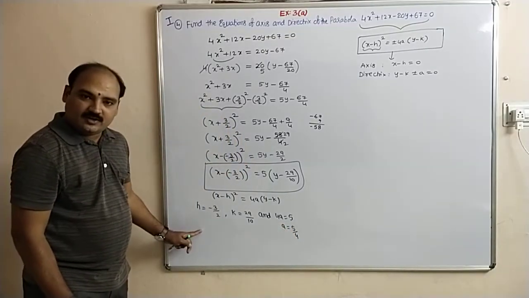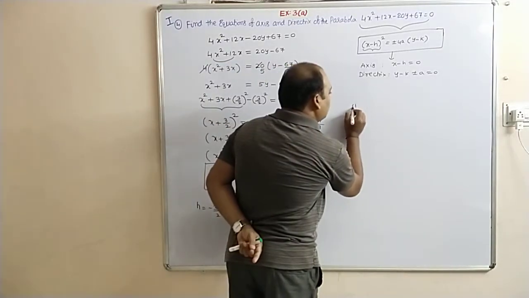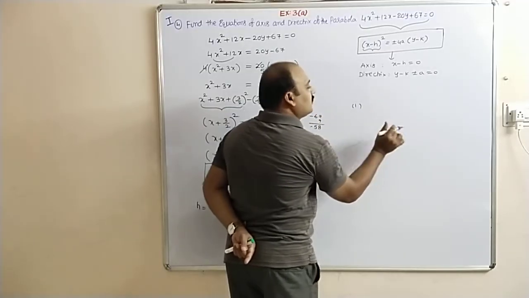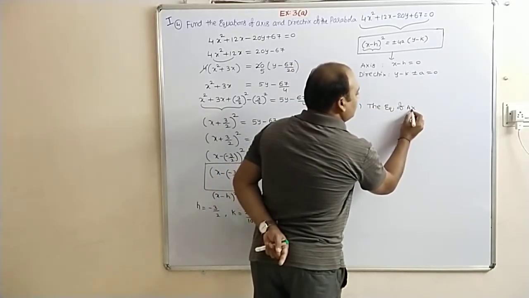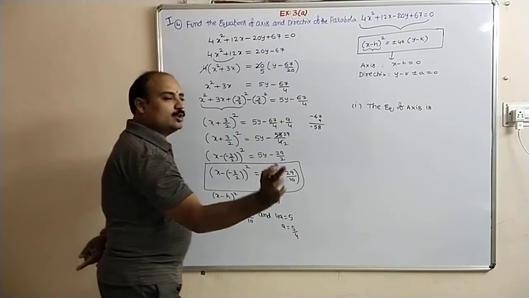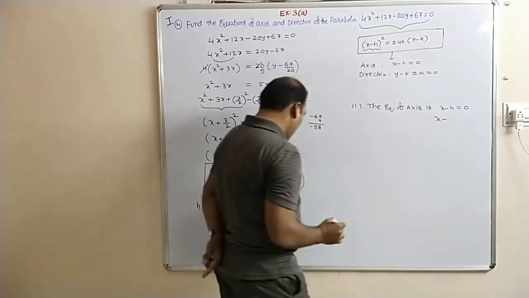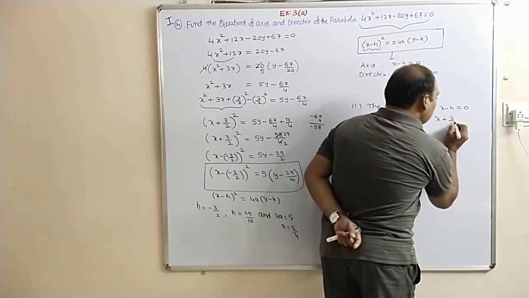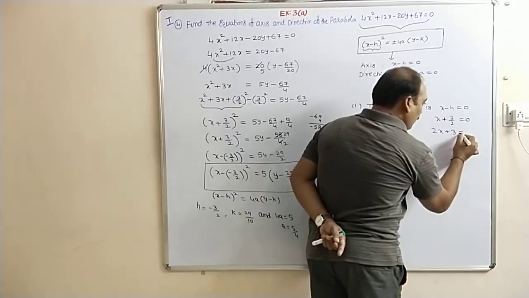After completing this, they are asking to calculate the axis and directrix. So first question, the axis of the parabola. The equation of axis is x minus h equal to 0. So what is the x minus h value? Minus of minus 3 by 2. X plus 3 by 2 equal to 0. After taking LCM and simplifying, 2x plus 3 equal to 0.